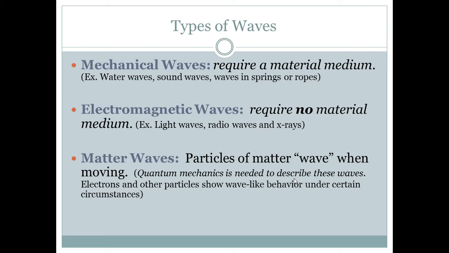The last type are matter waves. They're particles of matter that wave when moving. So quantum mechanics is needed to describe these waves. Electrons and other particles show wave-like behavior under certain circumstances. In fact, it's hard to tell if an electron is a particle or a wave, and how does it behave? It often behaves like a wave, which is very strange.